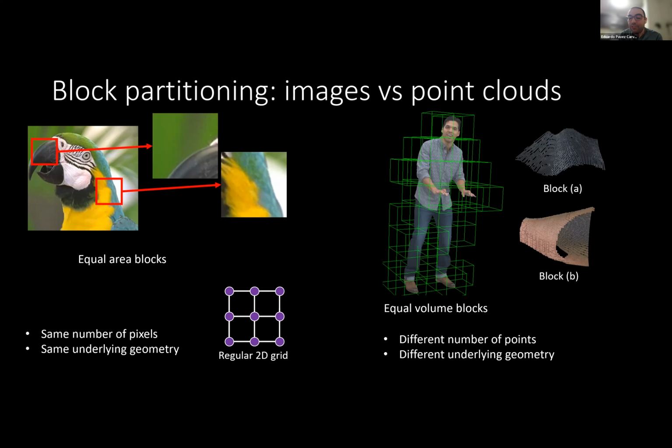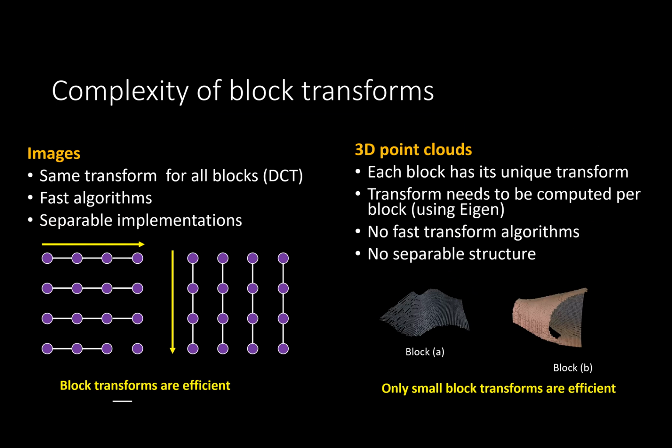So this has several consequences. One consequence is for transforms. For images, because of this regular geometry, you can use the same transform for all the blocks. For example, the DCT or DST or ADST. These transforms have fast algorithms. And you can also make them even faster by exploiting separable implementation. So in general, for images, block transforms are very efficient.